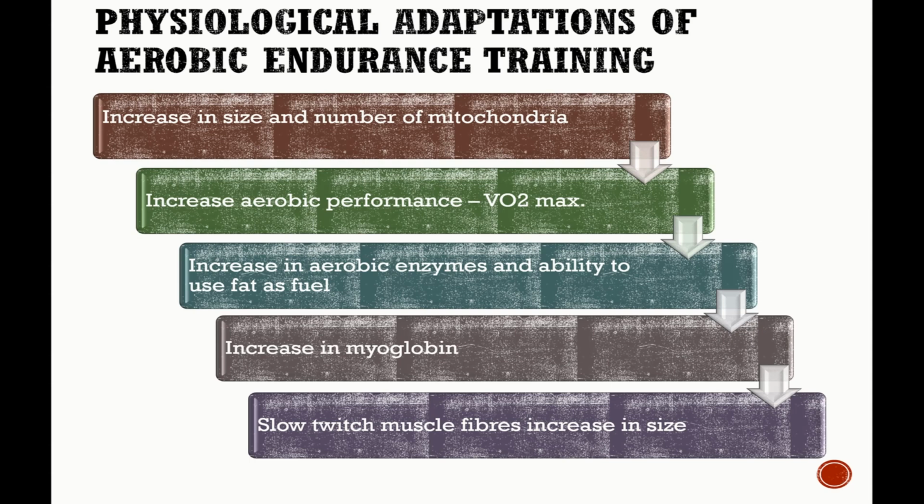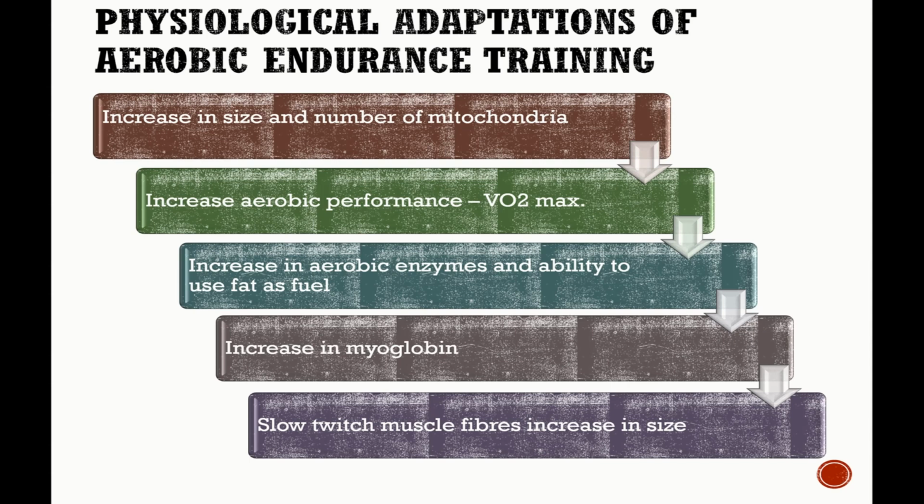The process of actually growing more mitochondria is known as mitochondrial biogenesis, and through many different processes, which we won't go into today, mitochondria can contribute to improved VO2 max and aerobic endurance.